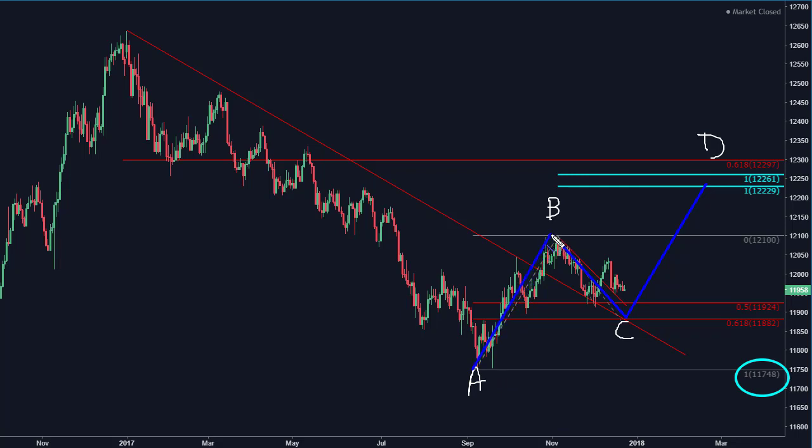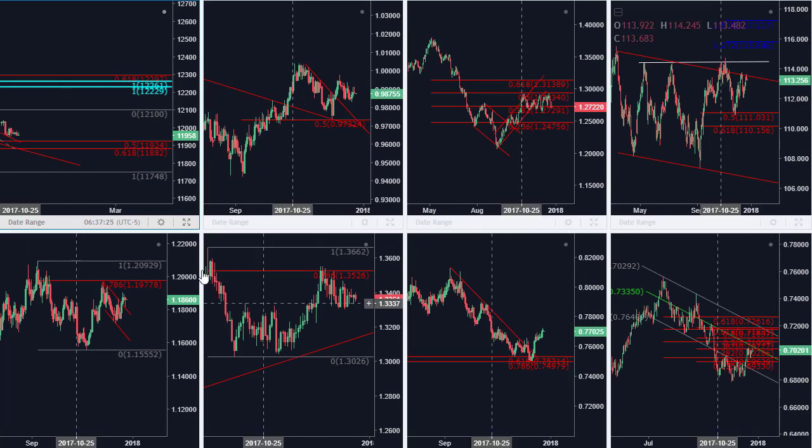So this is September, October, November. This is about 2 months here, and therefore this should probably be about the time frame. But again, that's kind of what I'm looking at in the dollar, and as long as that continues to hold, then that's what I'm playing for.